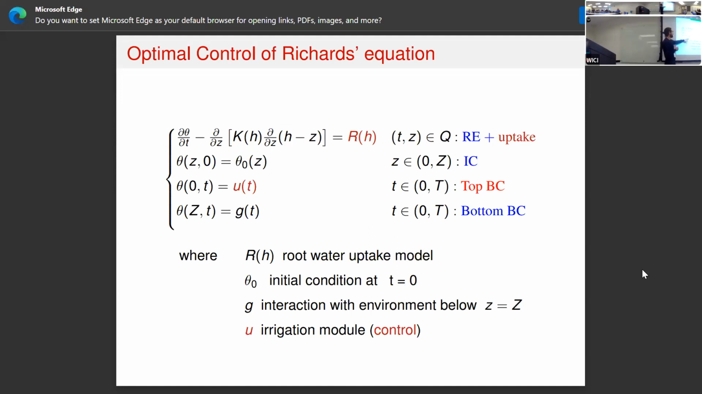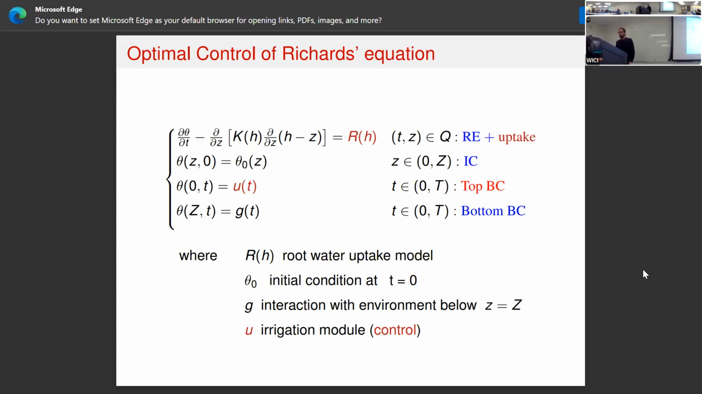Okay, the bottom boundary condition, the function G, describes the interaction with the environment below the part of the area of the soil we are interested in, which is usually where the roots of the crop are. And then, well, clearly we have some initial moisture, so initial condition that describes the initial water content in the soil.